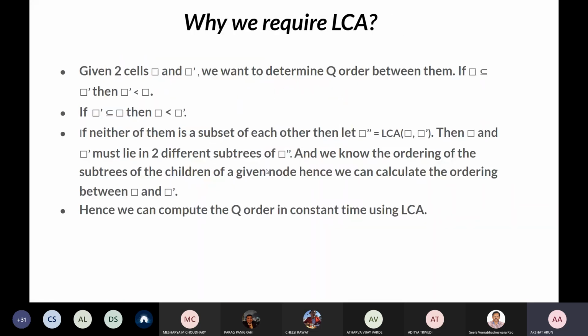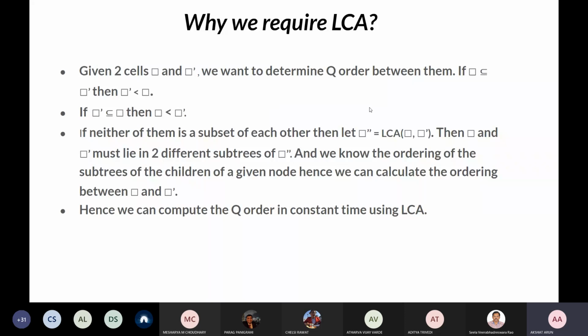So we know what is LCA, but why do we require LCA? Given two cells, square and square prime, we want to determine the Q order between them. If square is a complete subset of square prime, then we know that square will be visited before square prime in the Q ordering. If square prime is a subset of square, then similarly square prime is less than square, because square prime will be visited before square. But what if neither of them is a subset of the other?